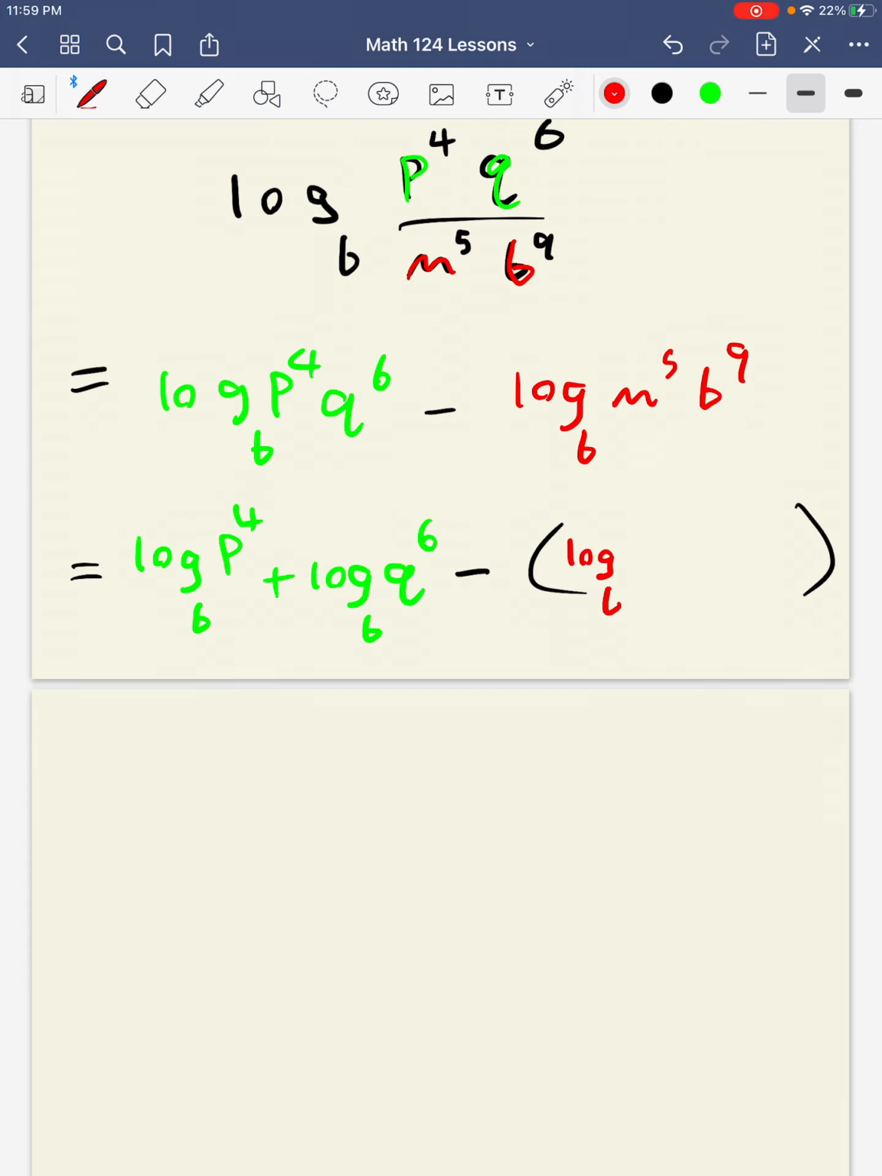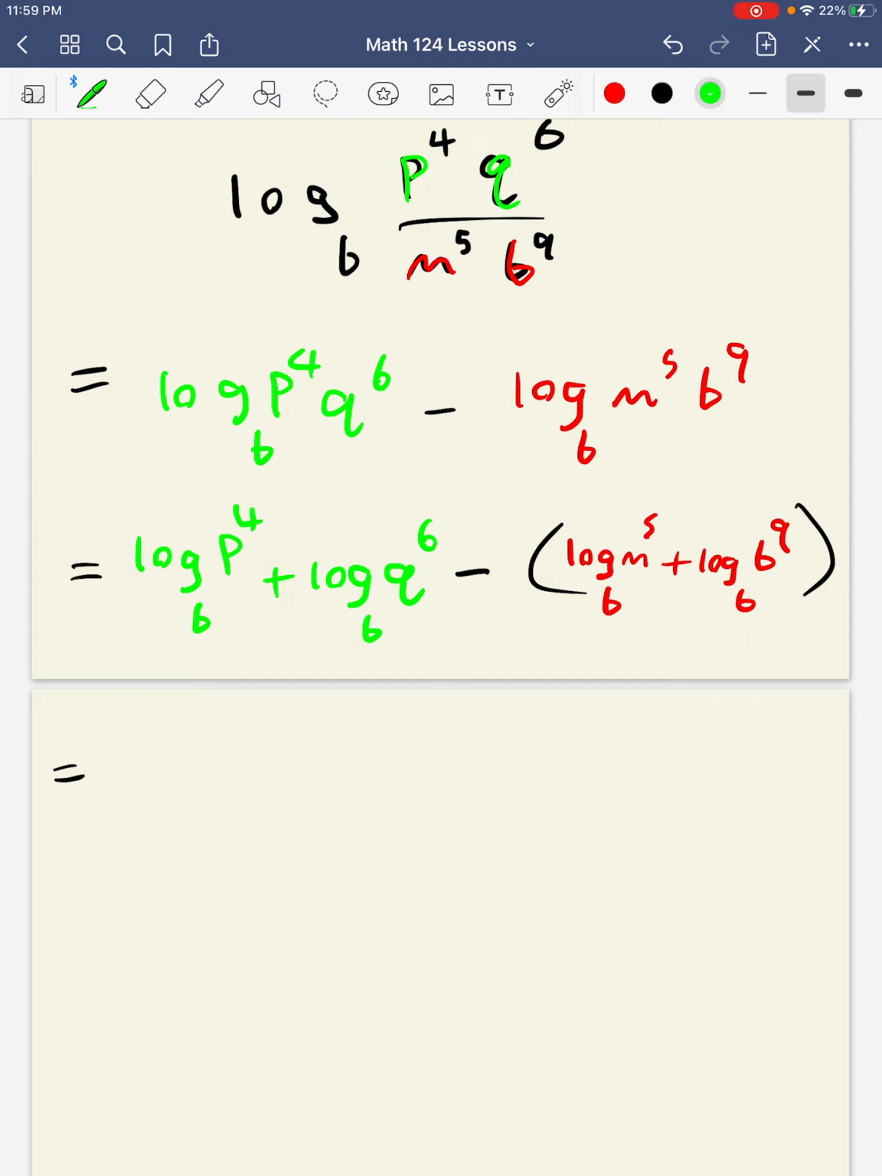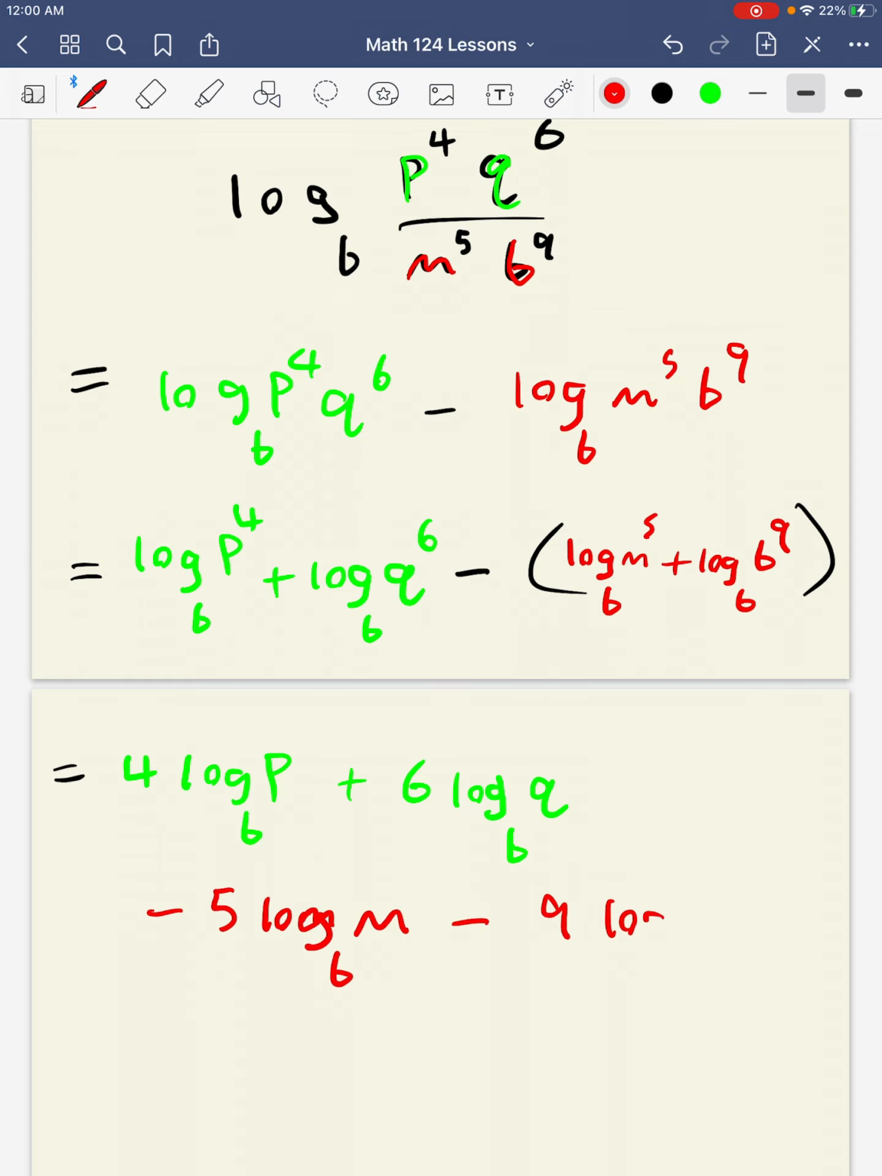We use the product formula, so we have log b of m to the 5 plus log b of b to the 9. Okay, now we use the exponent formula where we can bring these exponents down, and then we are finally done expanding this logarithm. So we bring the 4 down, we have 4 log b p plus 6 log b q minus 5 log b of m minus 9 log b of b. Okay, and we can even simplify this. The bases are the same, so those will cancel out.